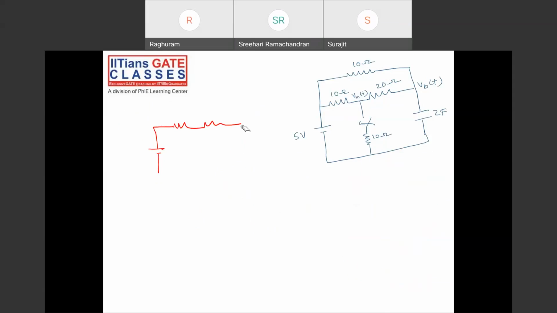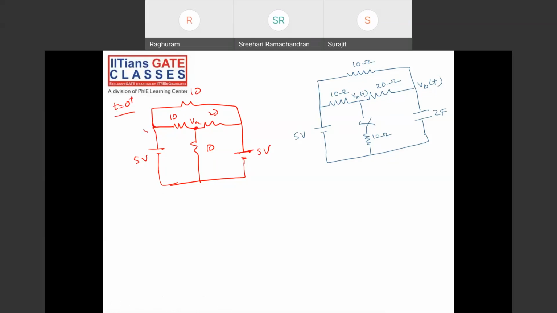So this will again be a voltage source. This is VA, with 10, 20, 10, 10 ohm resistors, 5 volts, and this is 5 volts. Okay, remember the voltage polarities. Now you have to find the VA. Understand, this is the circuit at t equal to 0 plus. Now find VA. How to find VA?